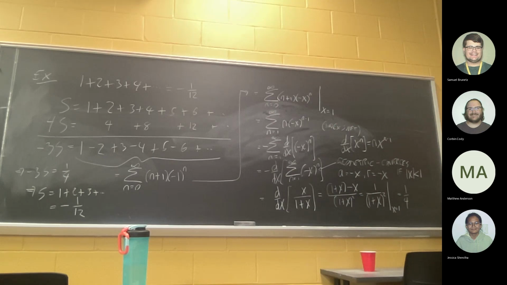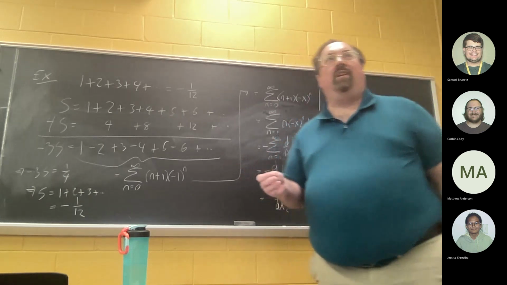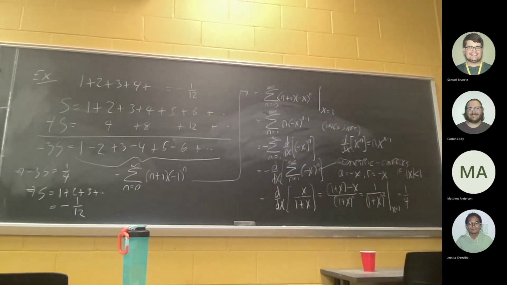Whereas if you have a series that is absolutely convergent, it doesn't matter what order the terms are written in and then added up, you're still going to arrive at the same sum.